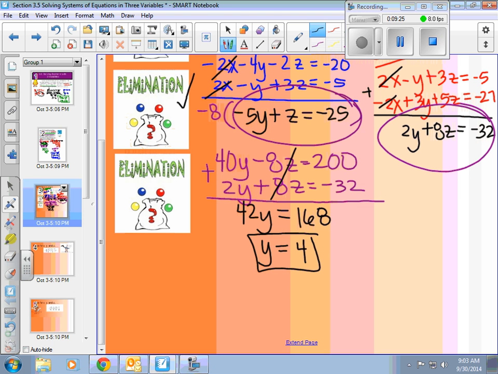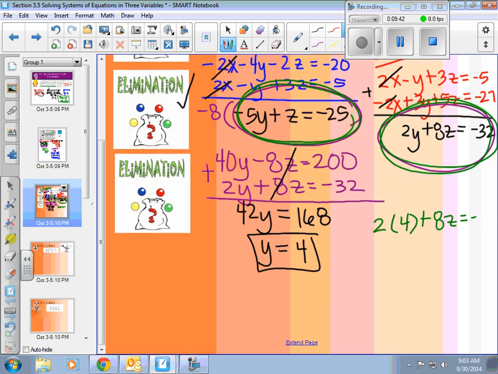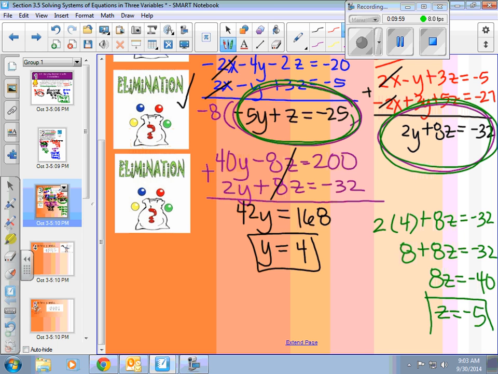Now in order to solve for z, I just plug it into one of the equations I had from before, the ones I'm circling right now. You can plug it into either one of these. It doesn't matter which one. So I'm going to plug it into the one on the right. So I have 2 times y, which I now know is 4, plus 8z is equal to -32. This gives me 8 plus 8z is equal to -32. I subtract 8 from both sides, so I get 8z is equal to -40. And then I divide by 8, so I get z is equal to -5.